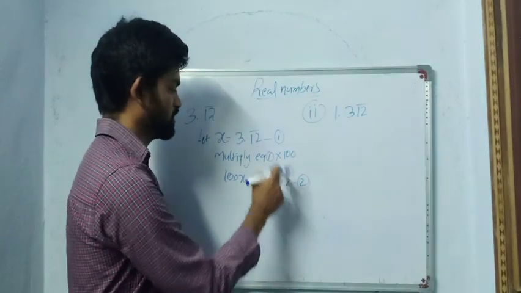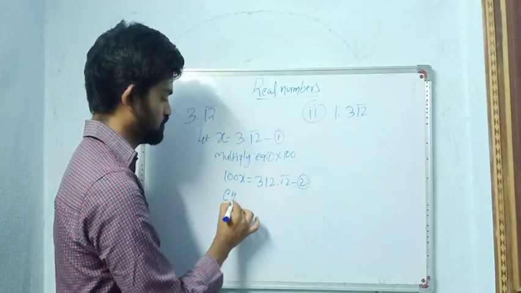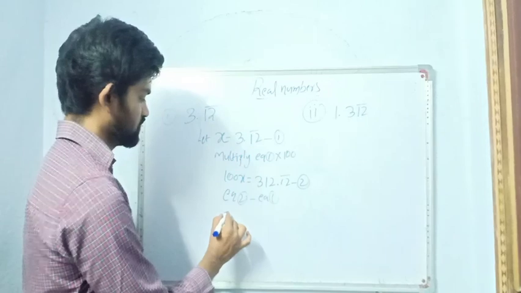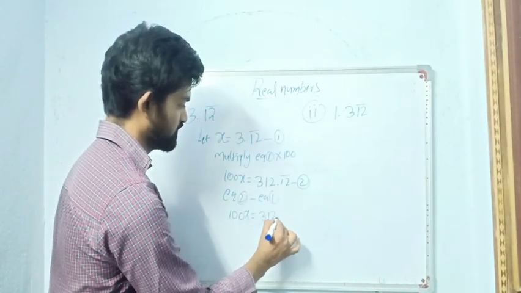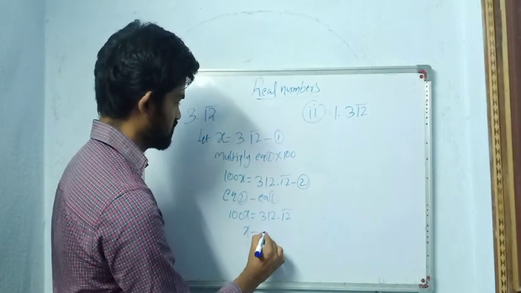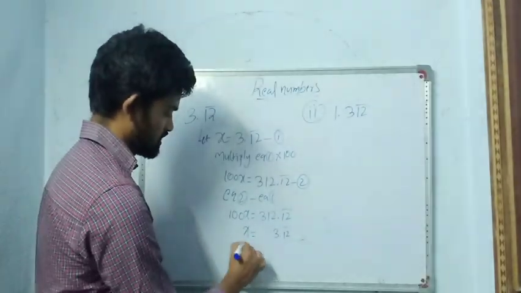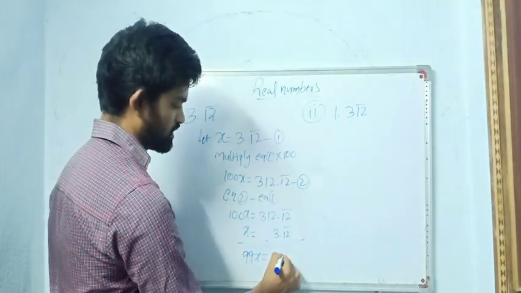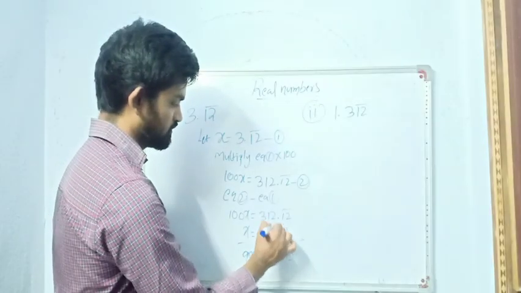Now see, after the decimal point, the same digits are there. So just subtract equation 1 from equation 2. Equation 2 is 100x equals 312.12 bar. The x value is 3.12 bar. Subtracting, we get 99x equals, after the decimal point the same digits are there, so you will get 0. 312 minus 3 is how much?